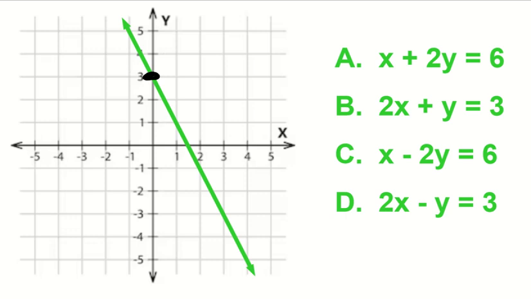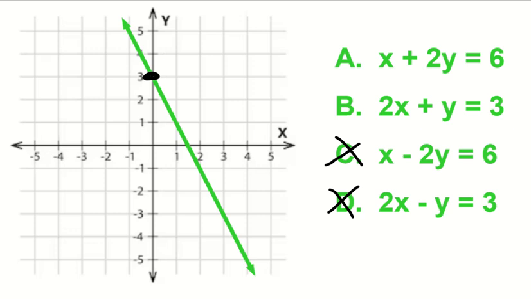A, we would have 6 divided by 2, that's positive 3. B, 3 divided by 1, that's positive 3. C, 6 divided by -2, that's -3. D, that's -3. So now we're left between A and B. So now it's a matter of which one has the right slope. The slope is negative, so these are both going to have a negative slope.